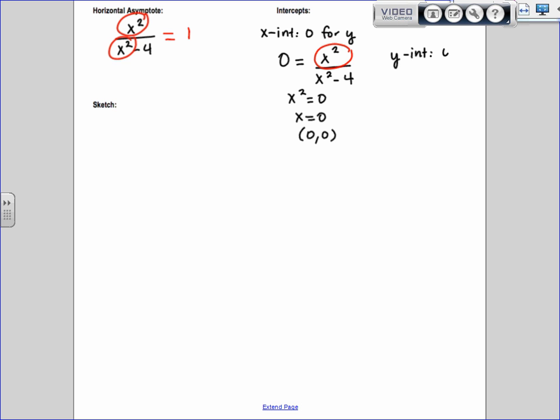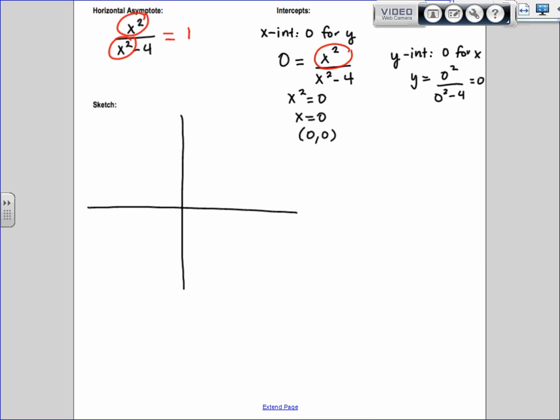The y-intercept, I plug in 0 for x, right? That's giving me 0 because I'm going to have y equals 0 squared over 0 squared minus 4. I get 0, which I knew the y-intercept already. I knew it was (0, 0). Okay, so this leads us to our sketch.